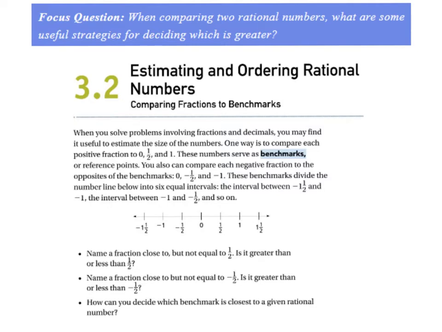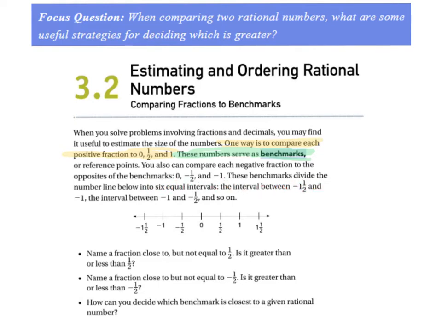So a good technique for comparing or ordering rational numbers is to compare each rational number to 0, 1/2, and 1. These are called benchmarks. You can also compare each negative fraction to the opposites of the benchmarks. So on the other side over here, first of all we have 0, 1/2, and 1. On the opposite side we have -1/2, -1, and -1 1/2. So you can compare to the opposites of the benchmarks as well.